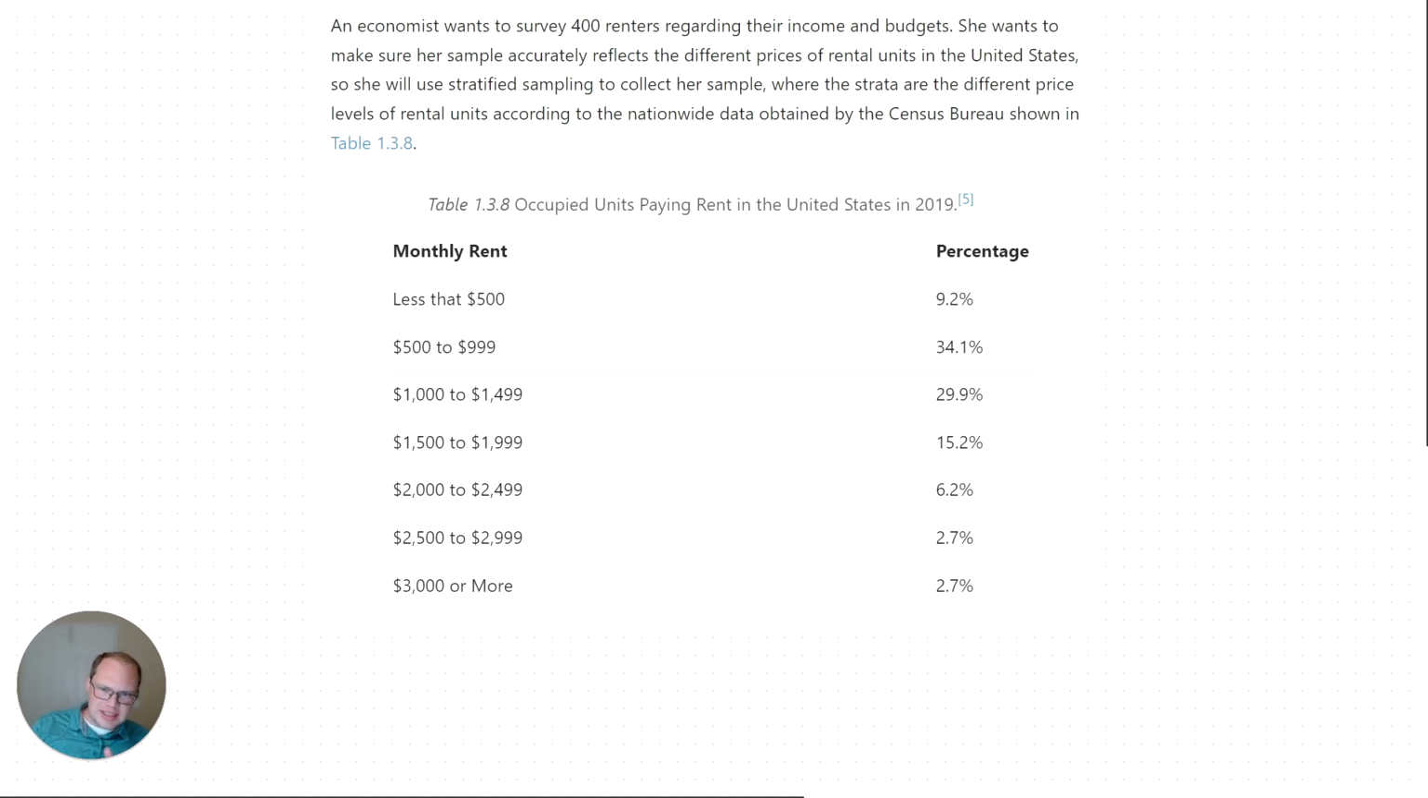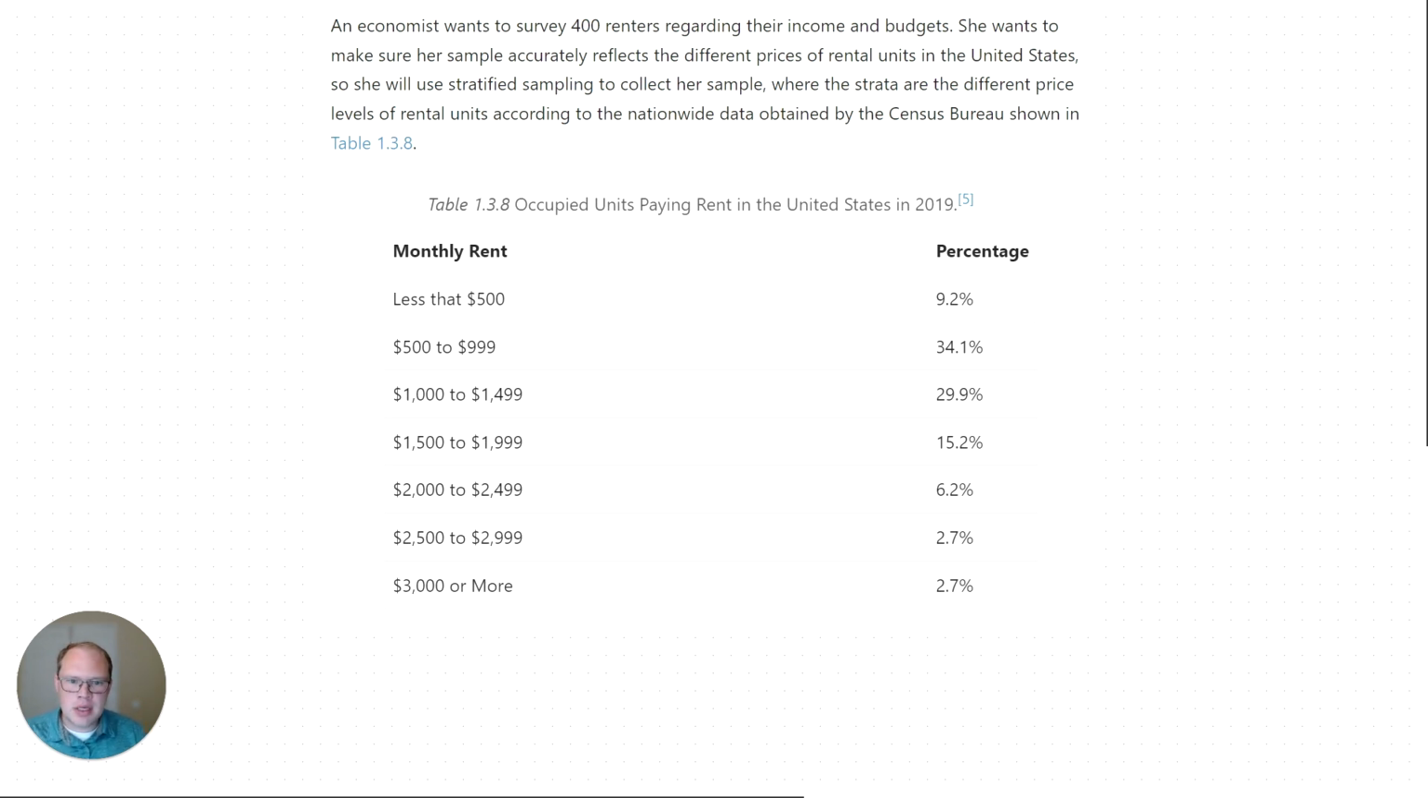Let's take a look at an example with systematic sampling. In this example, an economist wants to survey 400 renters regarding their income and budgets. She wants to make sure her sample accurately reflects the different prices of rental units in the United States. So she will use stratified sampling to collect her sample, where the strata are the different price levels of rental units according to the nationwide data obtained by the Census Bureau, shown in Table 1.3.8.